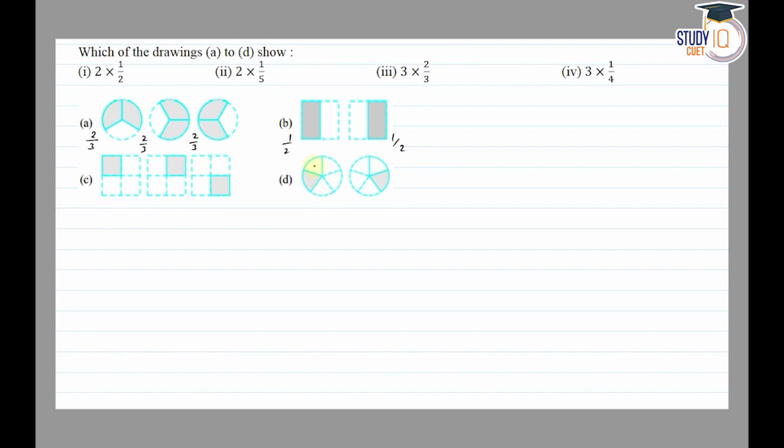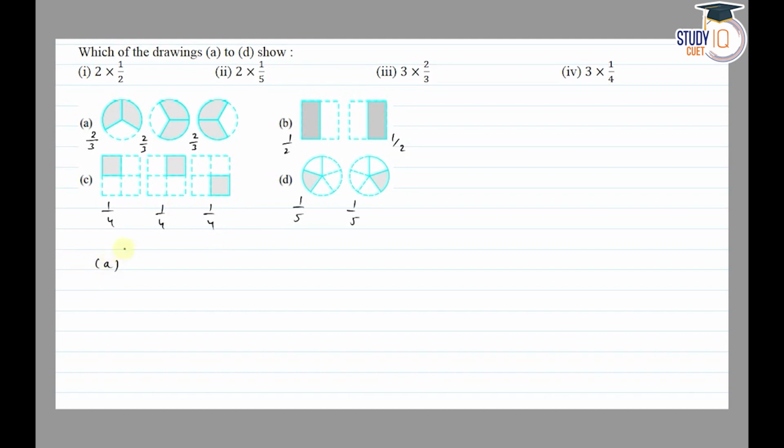Here 1, 2, 3, 4, 5. Total 5 parts, out of them one part is shaded, so 1 by 5, 1 by 5. Here 4 parts, out of them one part is shaded, so 1 by 4, 1 by 4, 1 by 4.